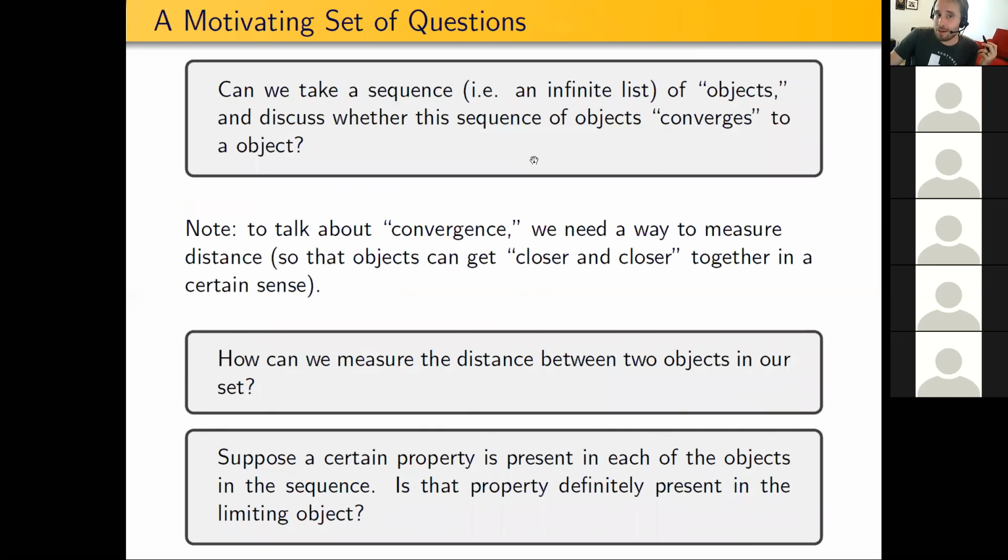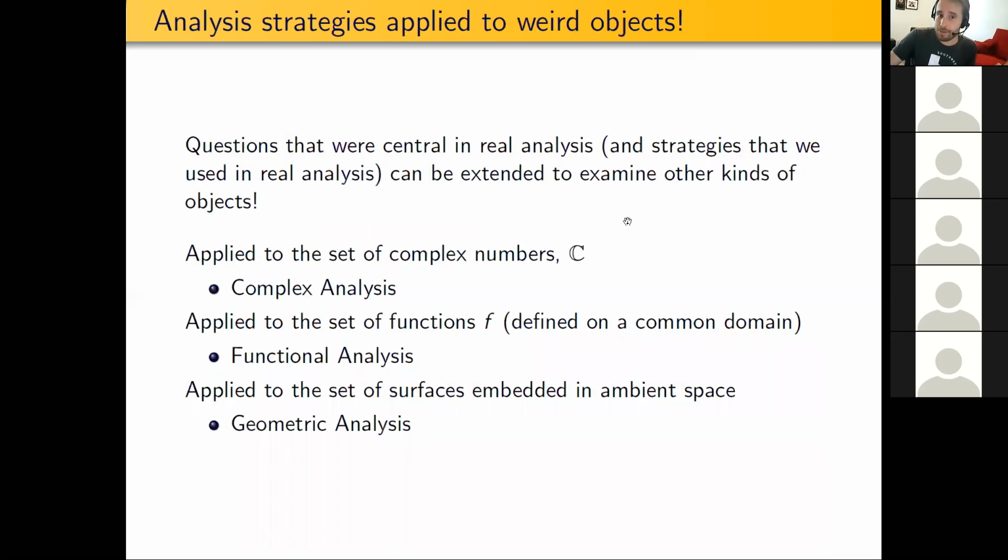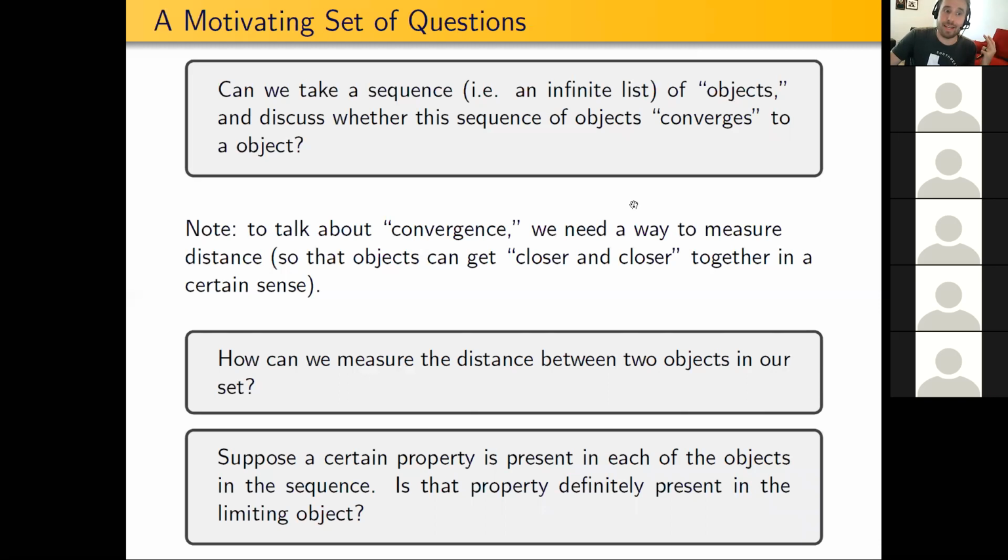There are a couple motivating questions, questions that we looked at in various guises a lot in real analysis. And these are the questions that we might carry forward into these new settings. One of the most important questions actually is this first one. Can we take a sequence of objects, where objects could be functions, they could be geometric surfaces, they could be whatever, i.e. an infinite list of objects, and discuss whether this sequence converges to an object in any meaningful sense.